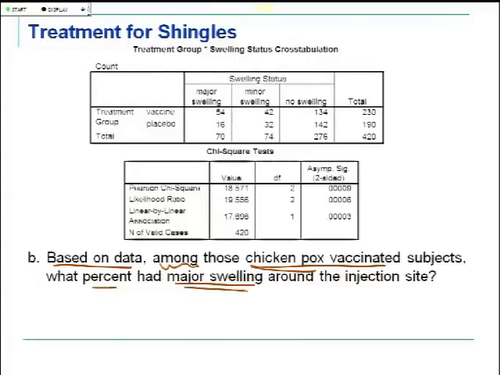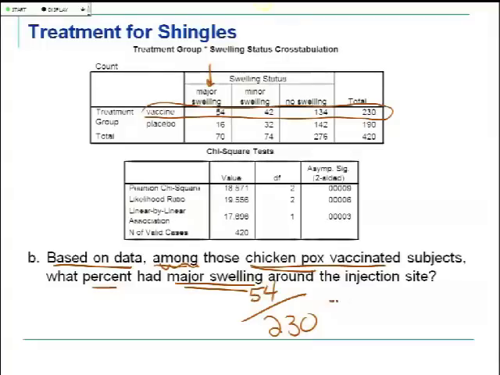So what am I going to do? Major swelling is this first row. I want to look at those who had the actual vaccine, so I want to focus on that first row and look at that first column of information. So how many had the actual vaccine again? 230? And I want the percent who had major swelling, so what am I going to put on top? The 54. 54 had major swelling out of the 230. 54 out of 230 is a little more than 20%.